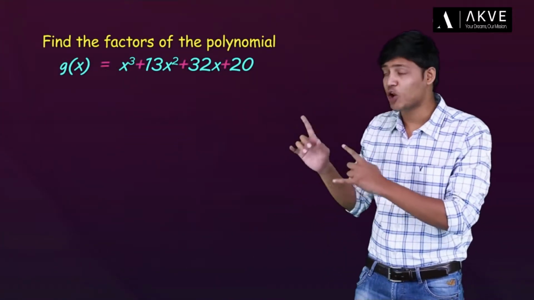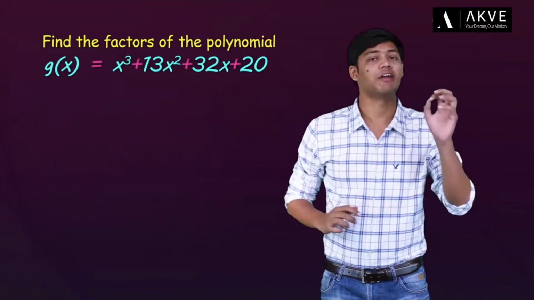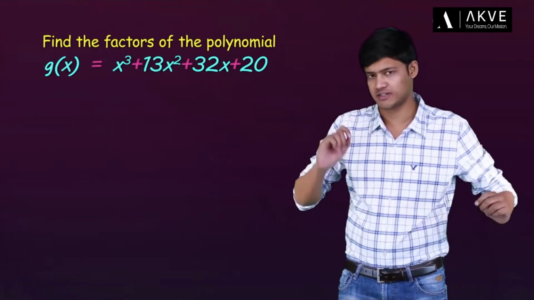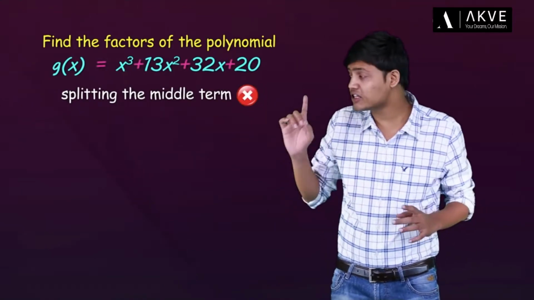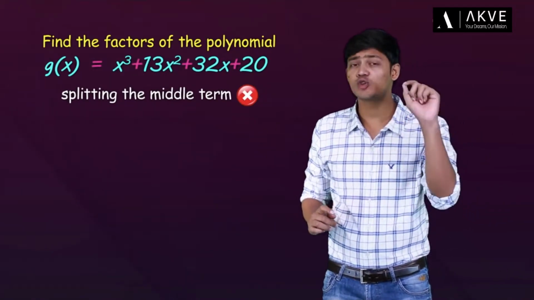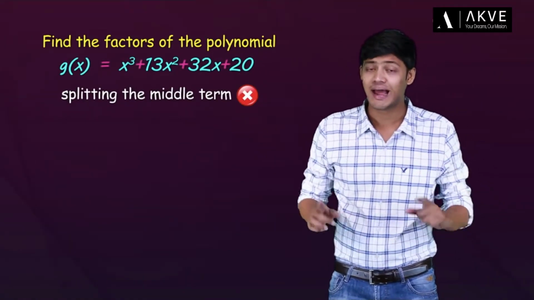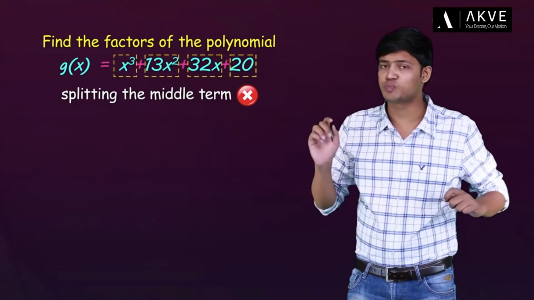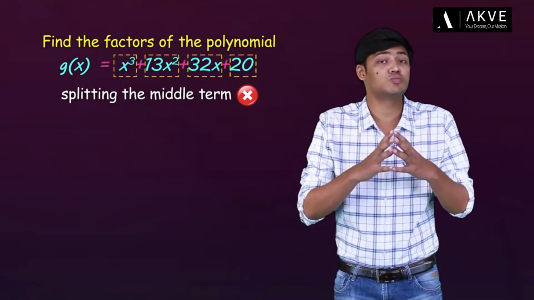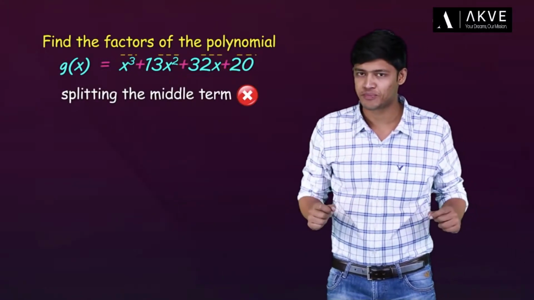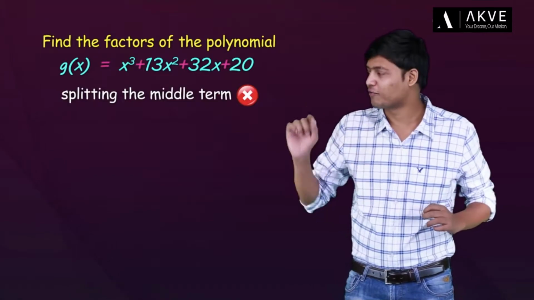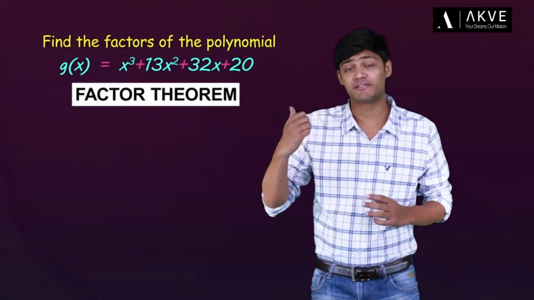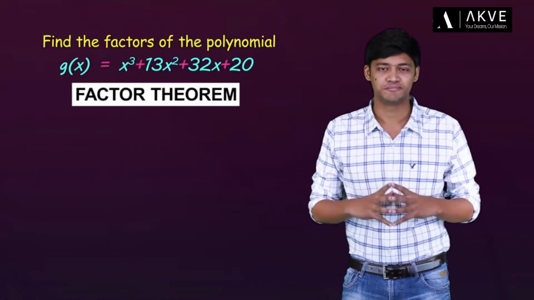So here is a polynomial g of x and we have to find its factors. Splitting the middle term will not work out for this polynomial since it is not a quadratic polynomial and there are 4 terms in this polynomial, which implies that there is no middle term as such. So what will we do now? We will make use of the factor theorem in finding factors of this polynomial.